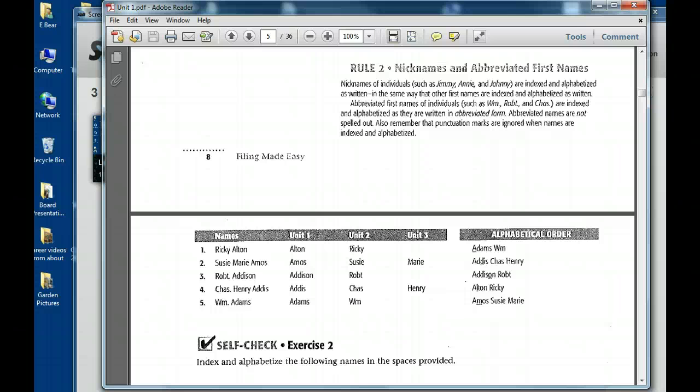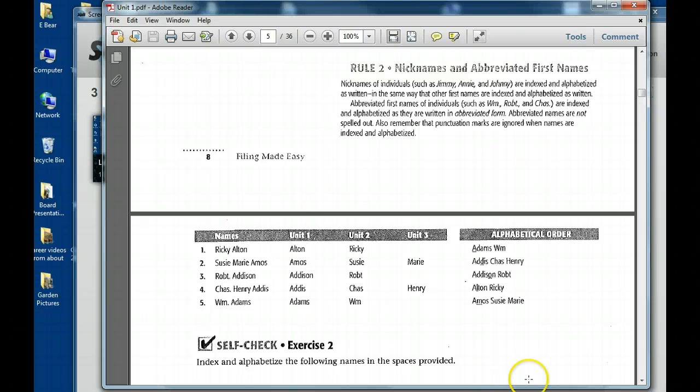Abbreviated first names of individuals, such as WM for William, ROBT for Robert, are indexed and alphabetized as they are written in abbreviated form. Abbreviated names are not spelled out. Also, remember that punctuation marks are ignored when names are indexed and alphabetized.